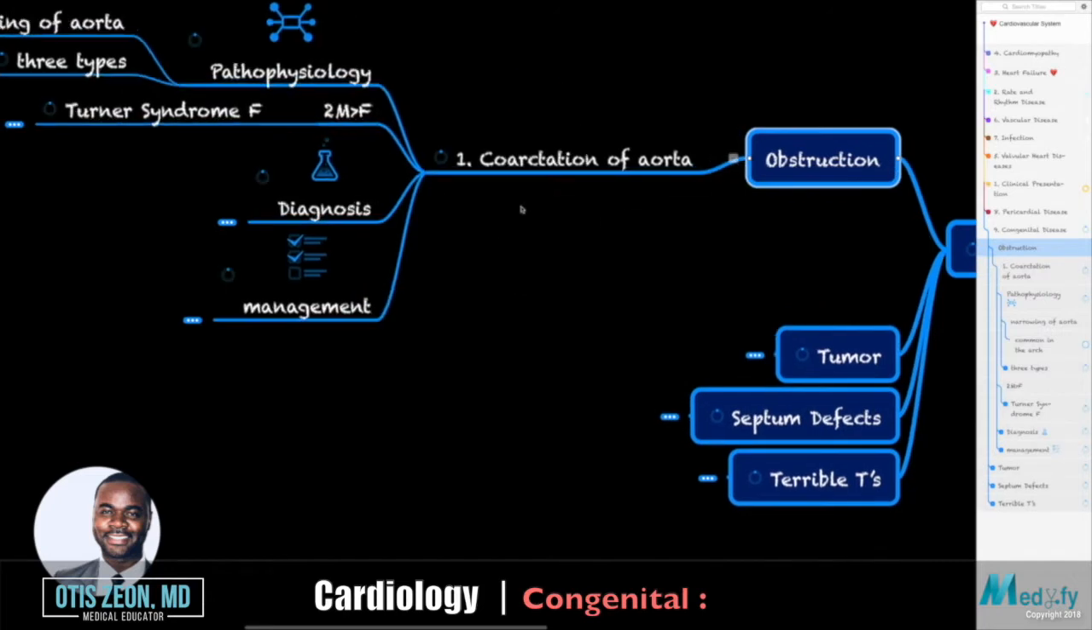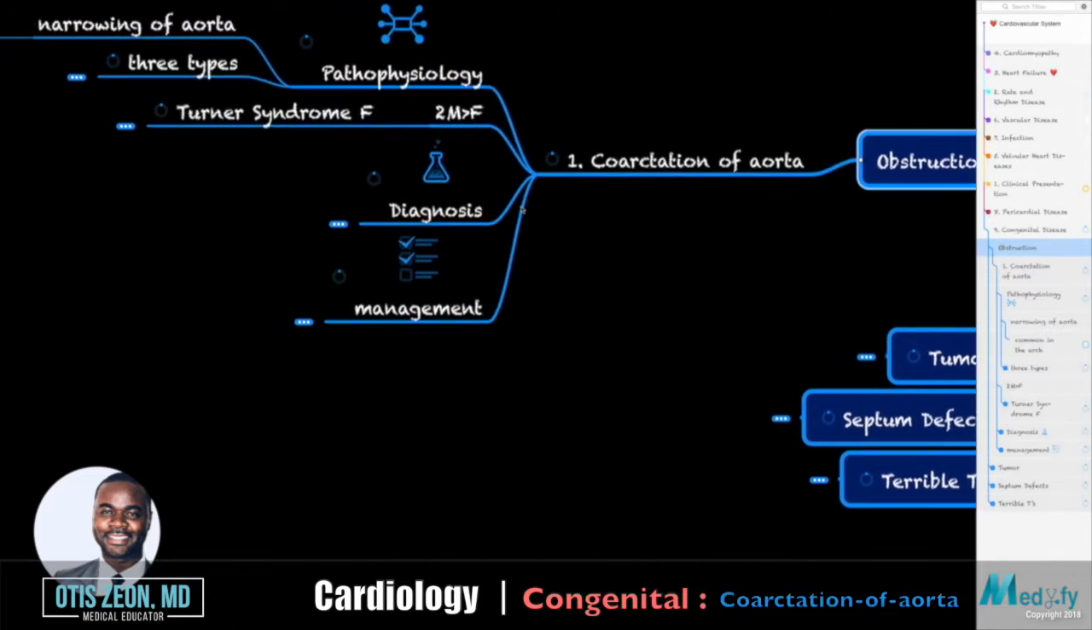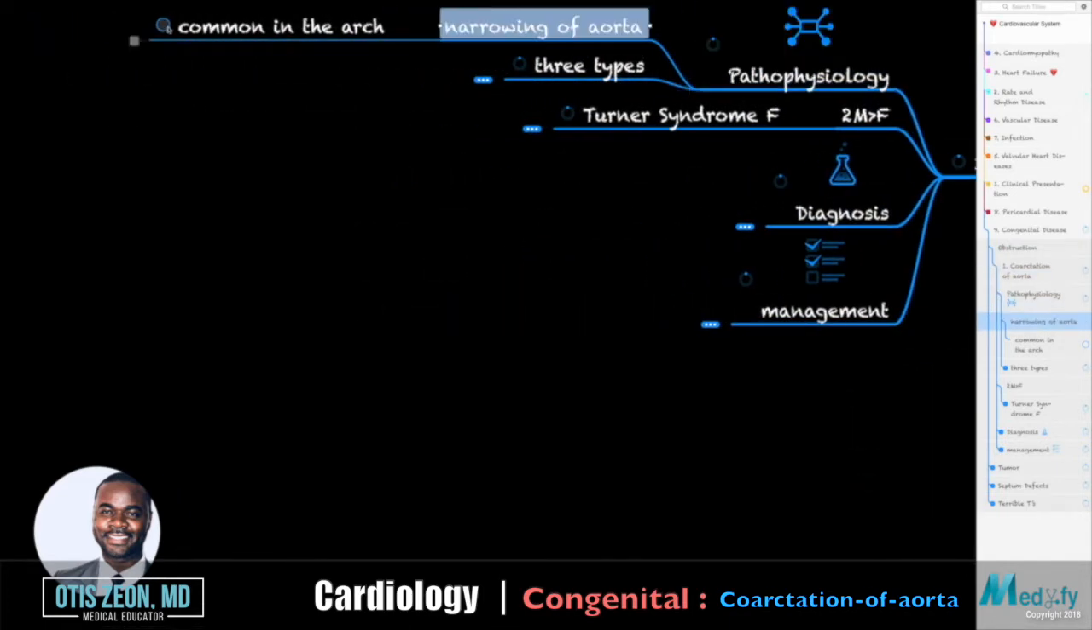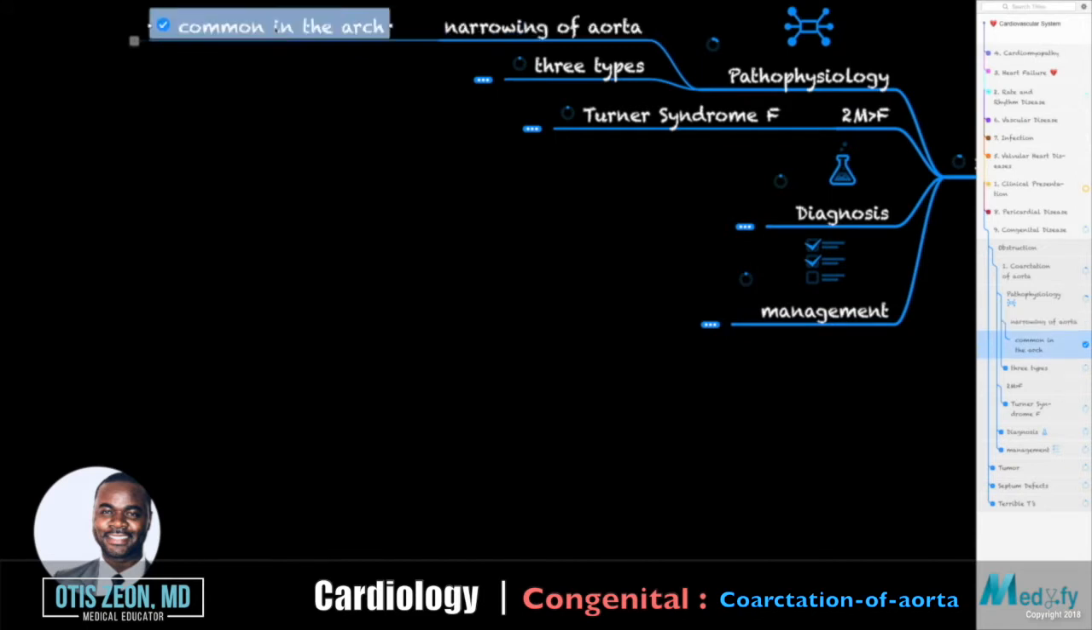In the obstruction, essentially we're saying that there is an obstruction of the blood flow. As blood comes from the left ventricle and goes to the systemic circulation, there is an obstruction. The obstruction here deals with coarctation of the aorta. In coarctation, the pathophysiology is such that there's a narrowing of the aorta. It's most common in the aortic arch.